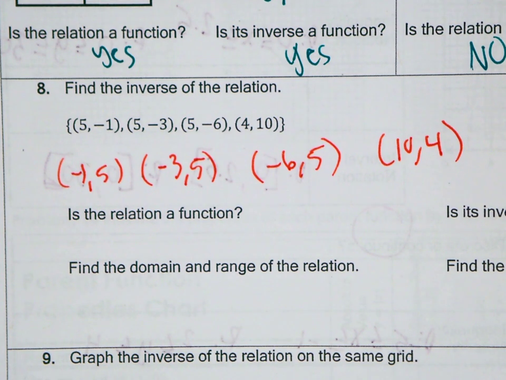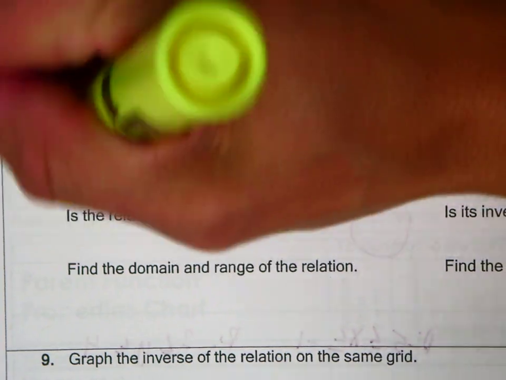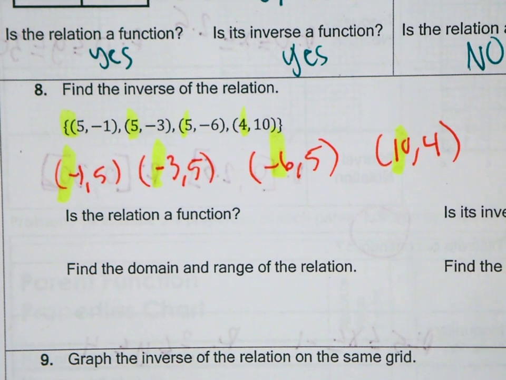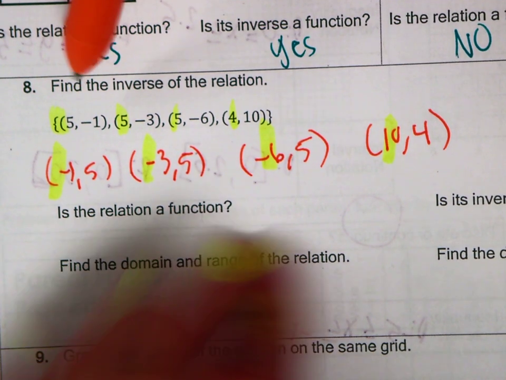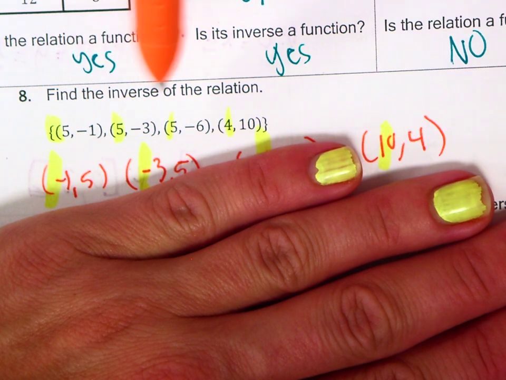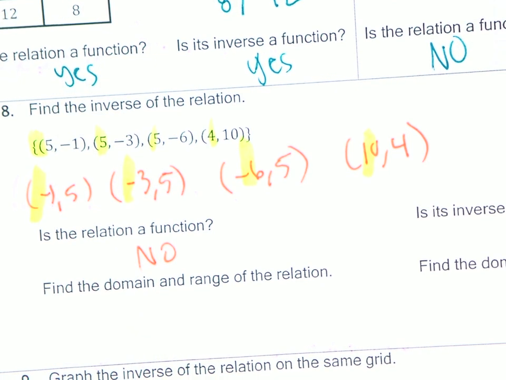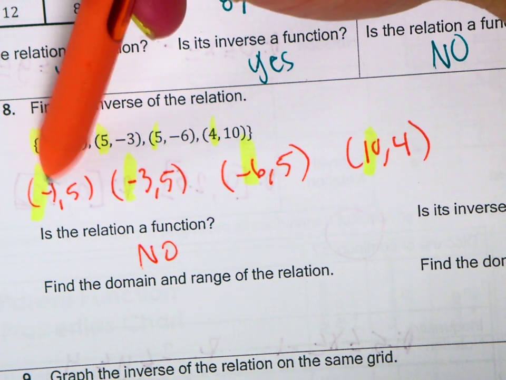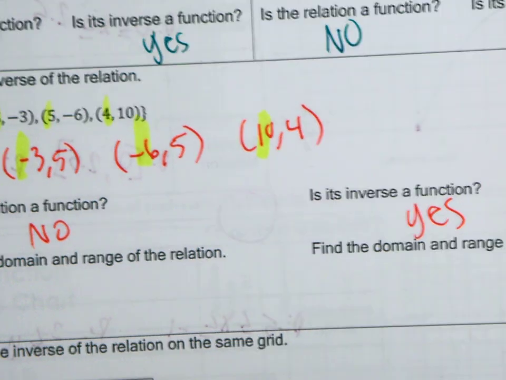And then you're looking at all the X numbers to determine if it is a function or not. So for the relation, that's your original, so ignoring what I wrote here. So the original, I have 5 repeating a couple times, so the relation is no, not a function. In the inverse, -1, -3, -6, 10, nothing's repeating, so that would be yes, it is a function.